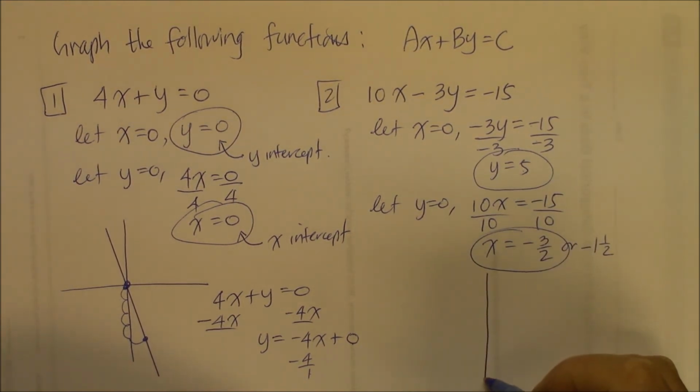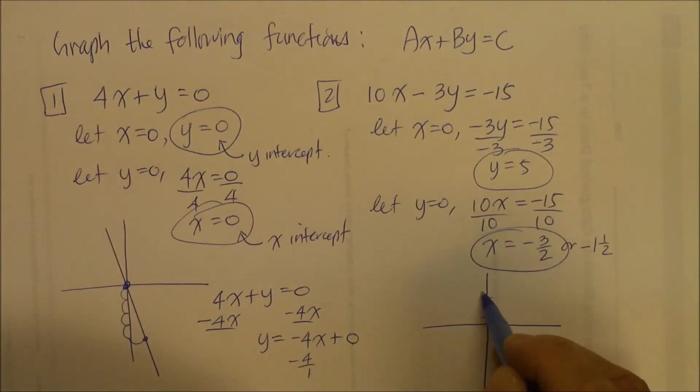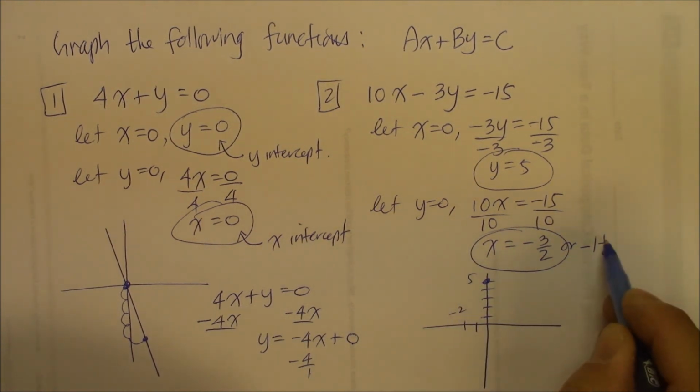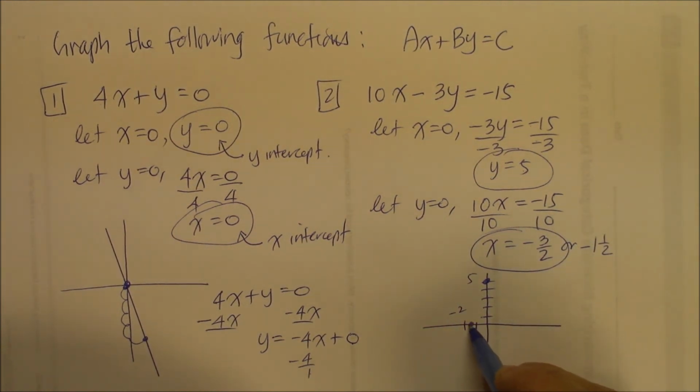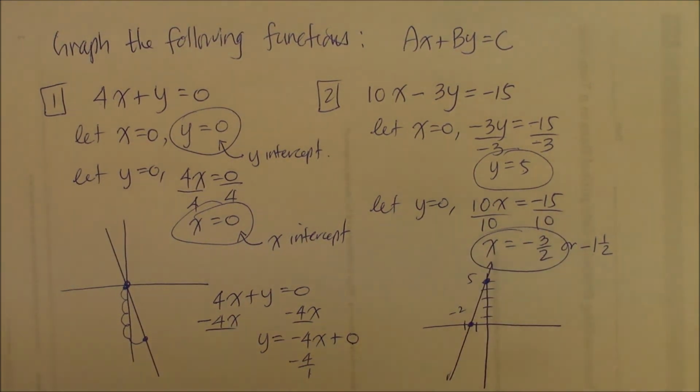So we're ready to graph that as well. The y-intercept is 5. 1, 2, 3, 4, 5. Bam! Right there. And x is negative 1, negative 2, but it's going to be negative 1 1/2, so it's going to be somewhere between negative 2 and negative 1. There are my 2 points, and there's my graph. There you have it. Hopefully that helps.